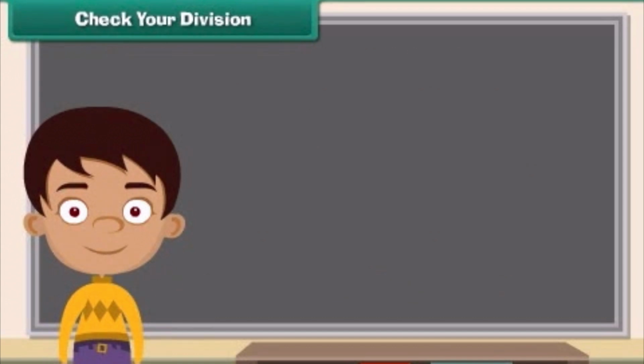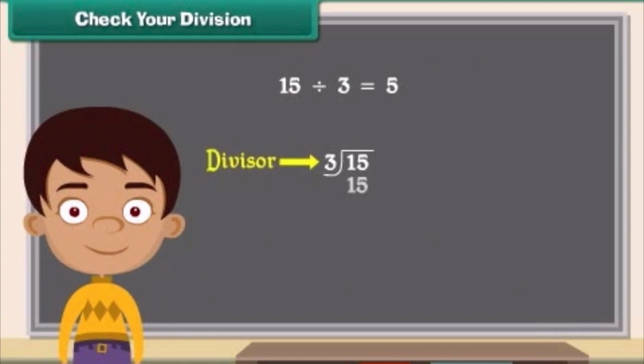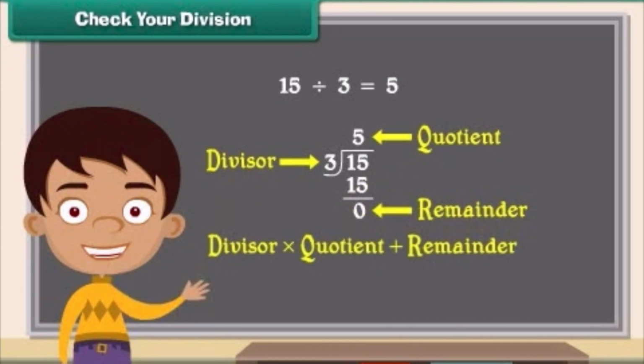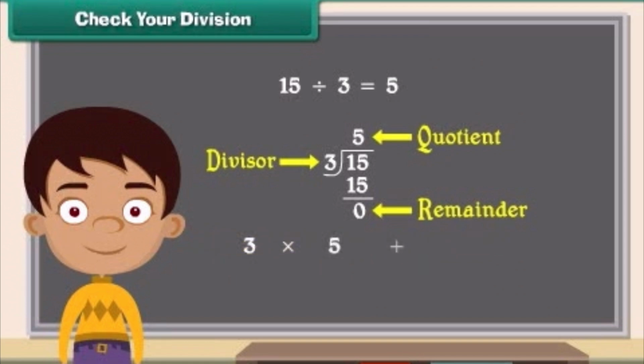Check your division. There should be a way to check your answer. Let us look into it now. You must remember that 15 divided by 3 is 5. Is this answer correct? Let us check it. Here the divisor is 3, the quotient is 5, and the remainder is 0. To check the answer, we need to multiply the divisor and the quotient and then add the remainder to the answer. If the answer is equal to the dividend, then our answer is correct. Here the answer is 15, and this is equal to the dividend, therefore the answer is correct.